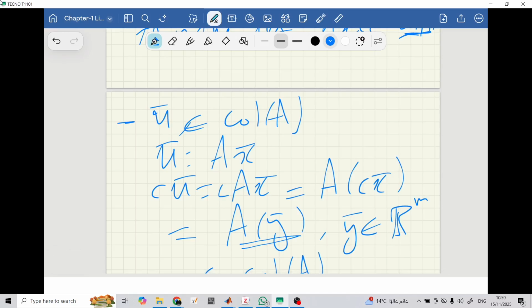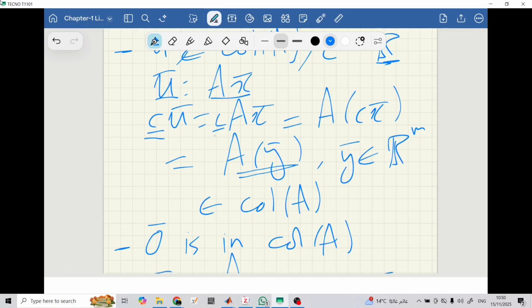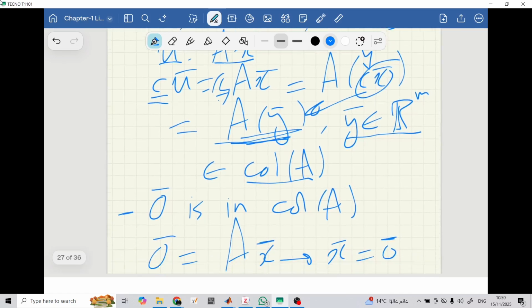Now we need to prove that the scalar multiplication is closed as well, which is very simple. So we define a vector in the column space of A, then we multiply it by some constant C. Here C should belong to R, which is scalar, right? Multiply it, then take the C inside. Now define a new vector Y. Y still belongs to Rm, and by the definition again, this belongs to the column space.